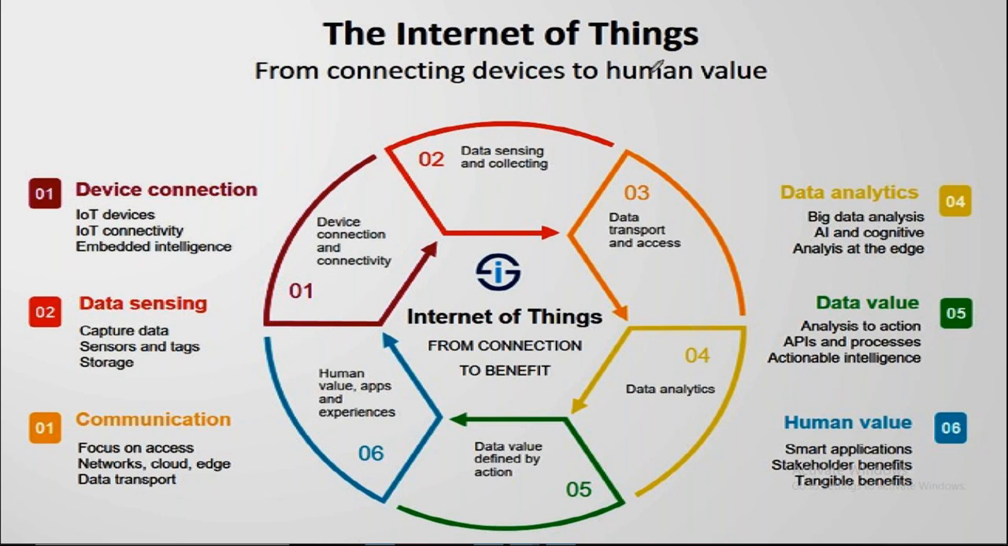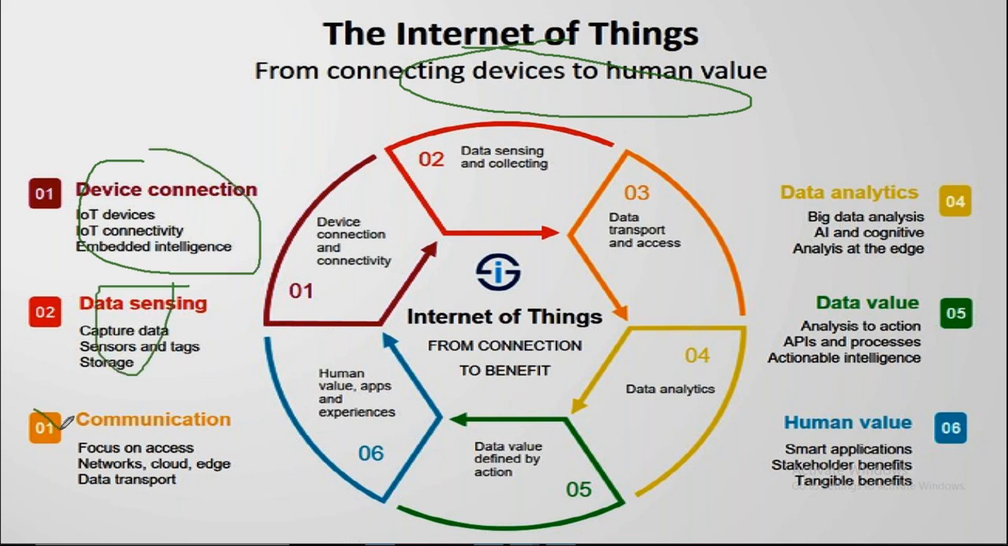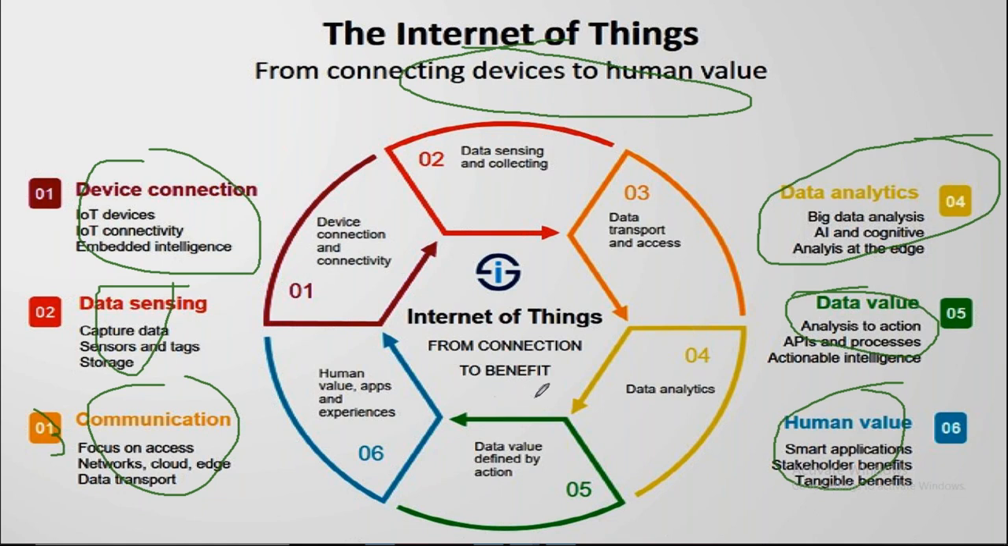So that's what the internet of things is, from connecting devices to humans, and one can understand it with the help of this diagram. Various stages in the internet of things: device connection first, then data sensing, third communication, then fourth data analytics or processing, something like data value analysis. Once we arrive at some application, then human value. That's from connection to benefit. This diagram will tell you how the internet of things will help.